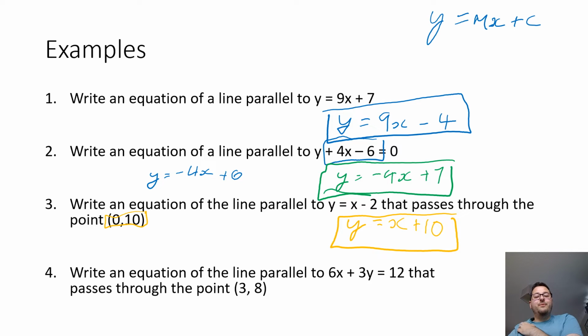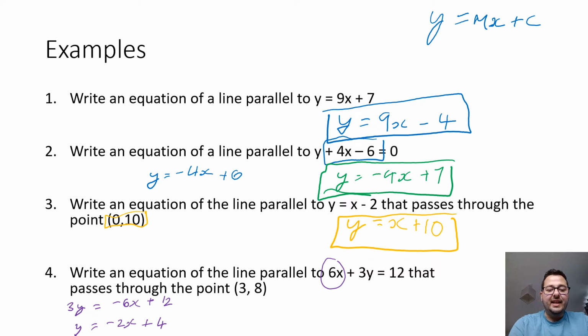Okay, all right, and then finally, question 4, we want an equation of the line parallel to 6x plus 3y equals 12 that passes through the point 3, 8. So again, let's just rearrange this equation. We want y equals something. So first of all, let's just take away this 6x. We're going to be left with 3y equals minus 6x plus 12. I've just taken away 6x from both sides. Then we want to get y on its own, so we want to divide everything by 3. So we'll end up with y on the left-hand side. Minus 6 divided by 3 is minus 2, so minus 2x, and 12 divided by 3 is 4.